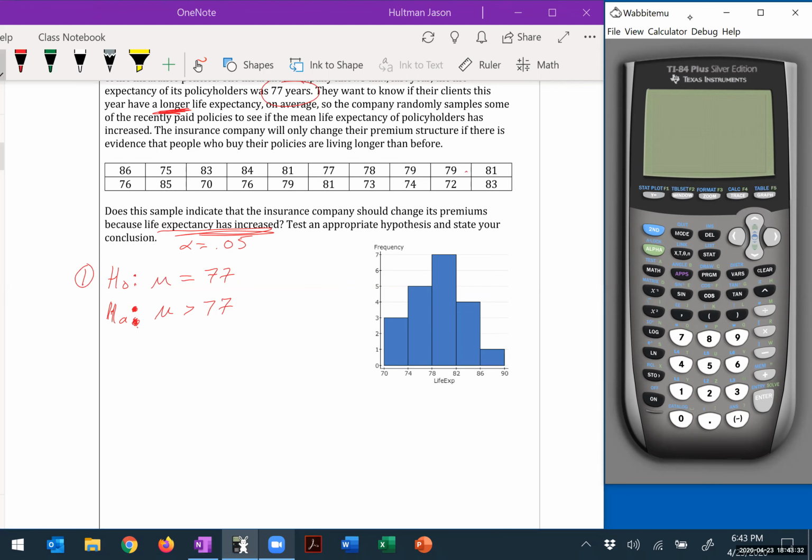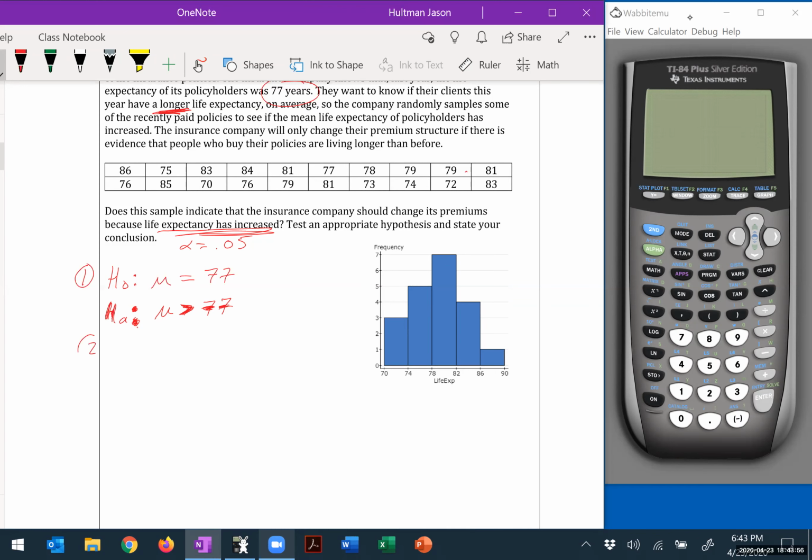And if they live longer, doesn't the company make more money, because they collect more premiums for maybe two, three more years? Yes, exactly. So if they live longer, then the insurance company makes more money. If they live shorter, then they're out money. Exactly.